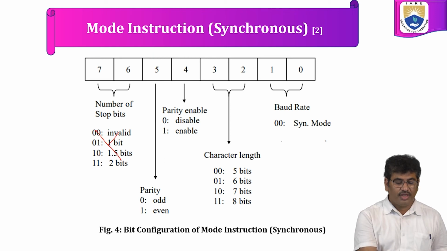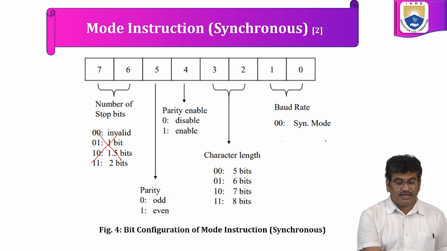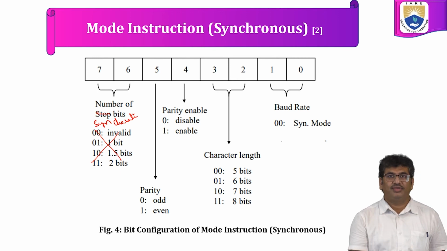Stop bits will not be there. It will indicate how many synchronous characters we have to send. 10 for 1 synchronous character. Next one is 2 synchronous characters.